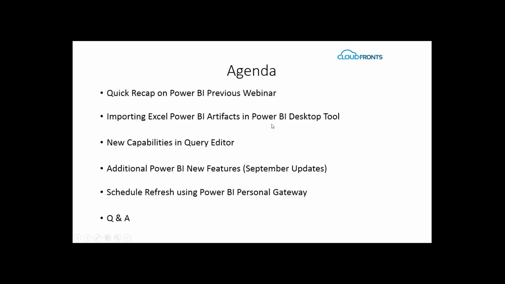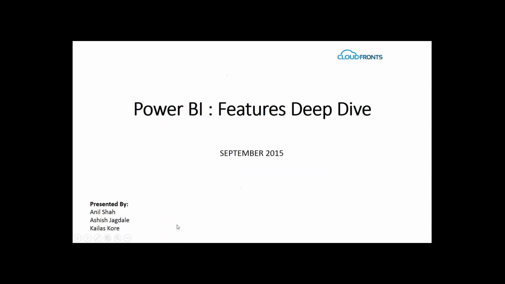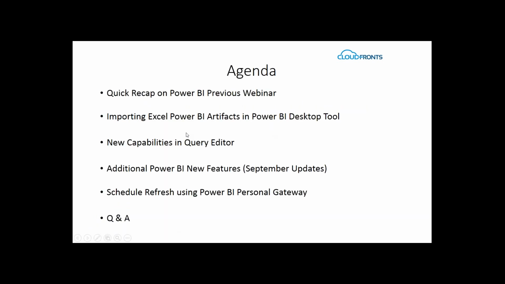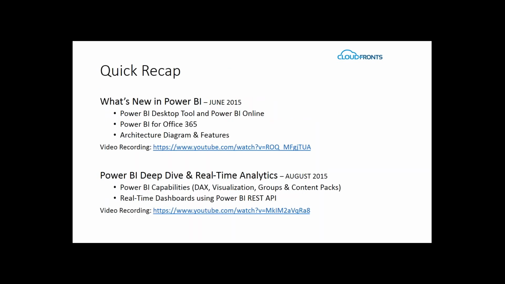Let's have a look at today's agenda. First, we'll have a quick recap of the previous webinars conducted in the last 3 months. Then we'll see how we can import Excel Power BI artifacts into the Power BI Desktop tool. Then we'll look at the new capabilities in Query Editor. Then we'll cover additional new Power BI features, which are basically the September updates, and how to implement them. And finally, we'll see how to schedule refresh using the Power BI Personal Gateway for on-premise data sources. So let's get started. First, a quick recap.